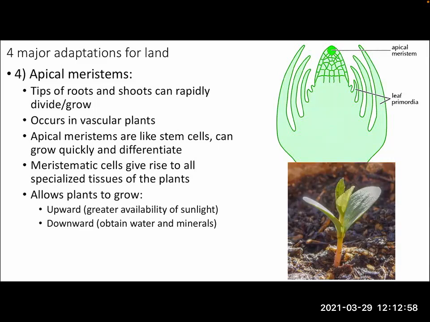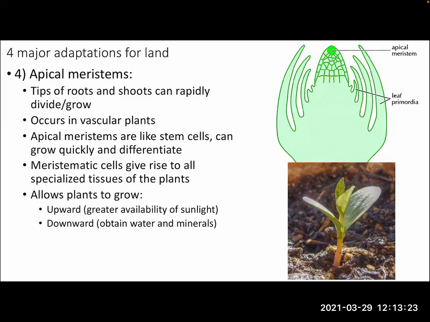Now, a fourth adaptation that plants have for terrestrial environments is what's called an apical meristem. And we can see that apical meristem here in this figure. So you basically have a plant that's growing upright. And if we look in between these two leaves here, there would be an apical meristem down there.